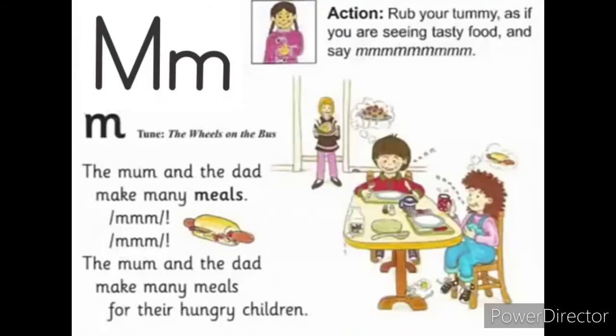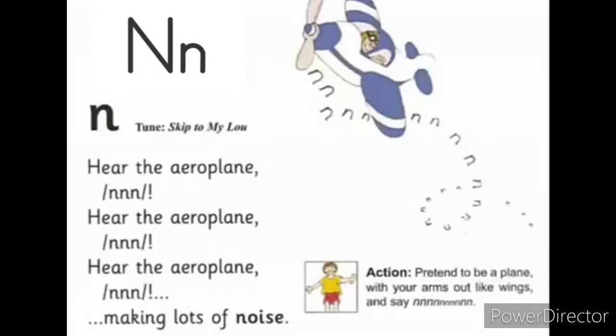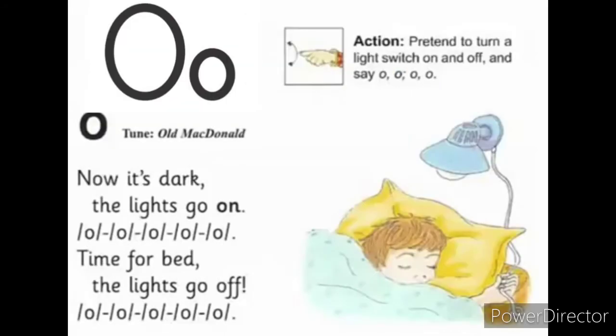This is alphabet M. The mom and the dad make many meals for their hungry children. This is alphabet N. Hear the aeroplane, making lots of noise. This is alphabet O. Now it's dark, the lights go on. Time for bed, the lights go off.